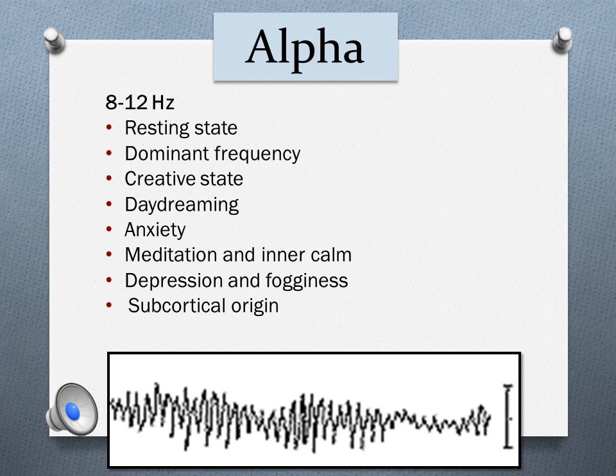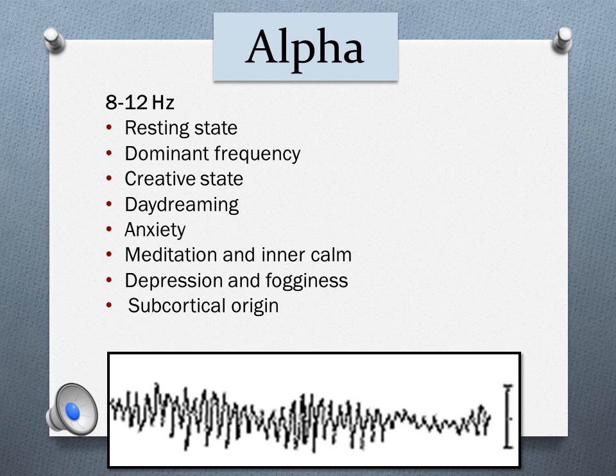The next frequency range is alpha, which is generally considered at 8 to 12 hertz. It is very prominent with eyes closed in the resting state, where you would find the dominant frequency generally in the occipitals. It's involved with creativity in the same way that theta is, and daydreaming, and it's also indicated in anxiety. So if you've got too much alpha when you shouldn't be having too much alpha, that is definitely very anxiety provoking. Very high arousal, PTSD, very common. It's also involved in meditation and inner calm, when you find that in the back of the head, when in fact that's what you're attempting to do. It's involved in depression and fogginess, and it is of subcortical origin.